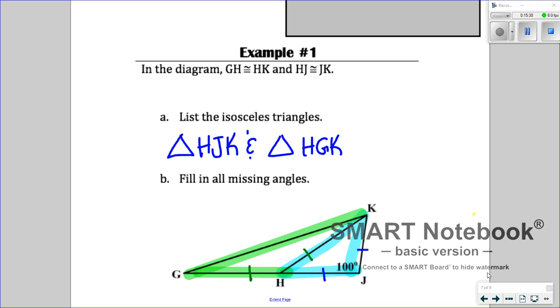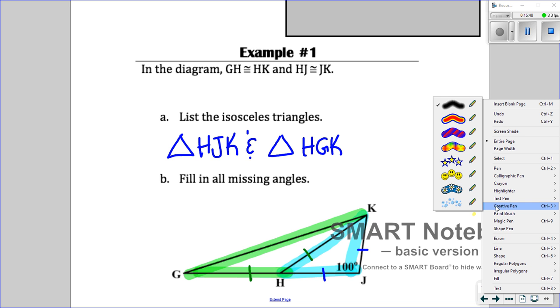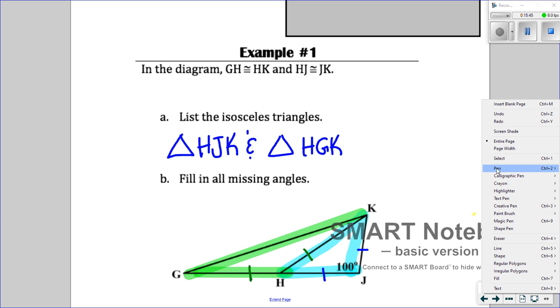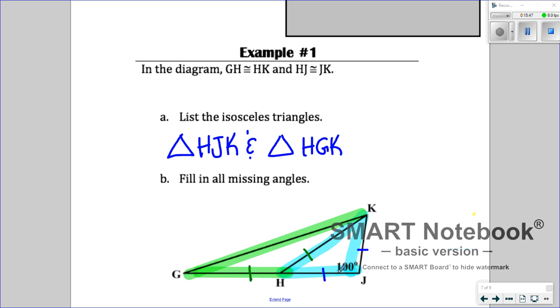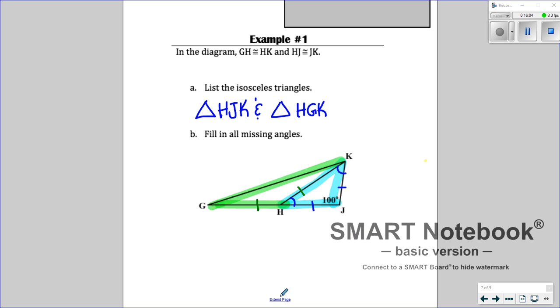Now, the next one, they're asking us to find all the missing angles. So I'm going to start with the blue triangle, so I'll use the blue pen. This part here says 100. These two are congruent. The two legs are congruent. So that means this angle and this angle, the base angles, are going to be congruent. So let me expand. I'm going to expand the page.